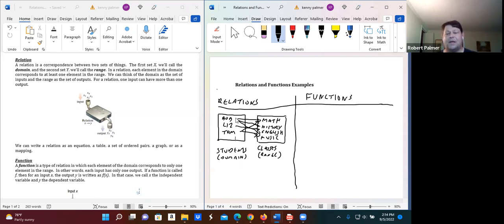So in this case, an input can have more than one output. Bob can be assigned to more than one class at a time. So can Tom. Or Liz can as well, at least she's only taking one right now. That's a relation. That's not a function because, once again, some of the inputs have more than one output at a time. Now, let's make a function over here.